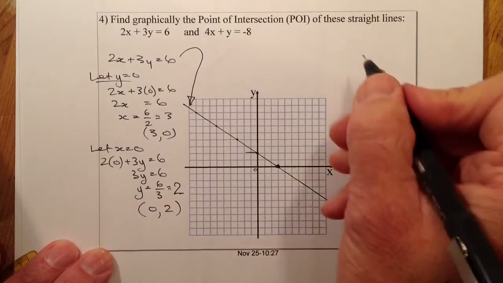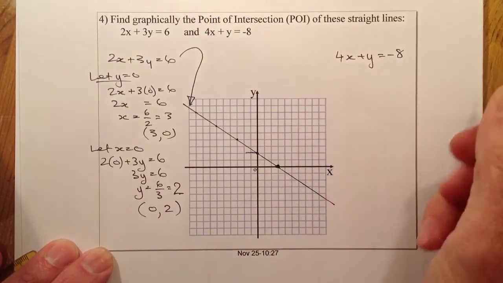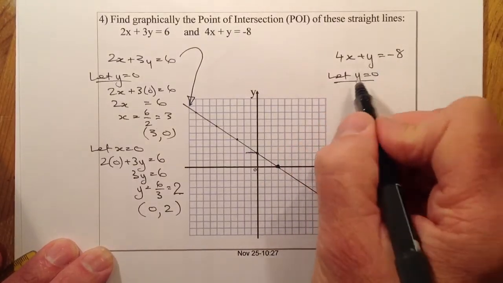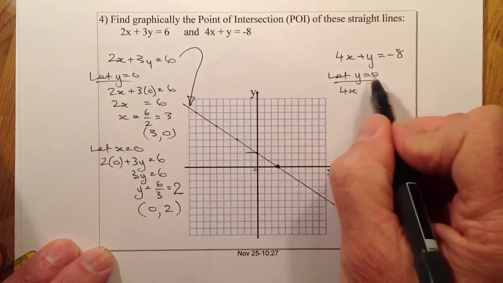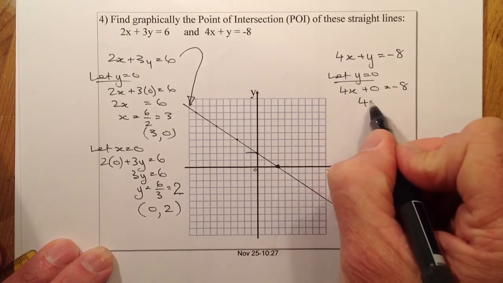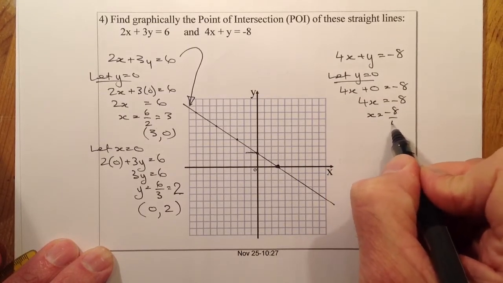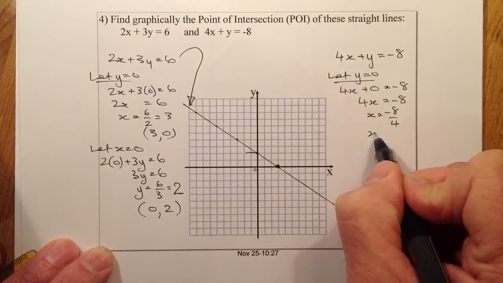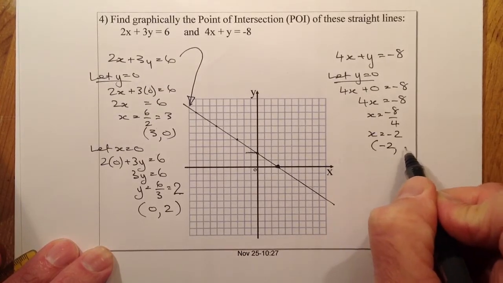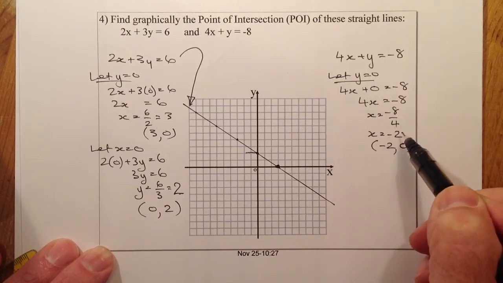Okay, so let's look at the other. So I've got 4x plus y equals minus 8. Let y equal 0. Okay, so 4x plus 0 equals minus 8. So 4x equals minus 8. So x is going to be minus 8 divided by 4. So from here I've got an x value of minus 2. So that's going to be a minus 2 and a 0, because I let the y equal 0 and I worked out the x is minus 2.